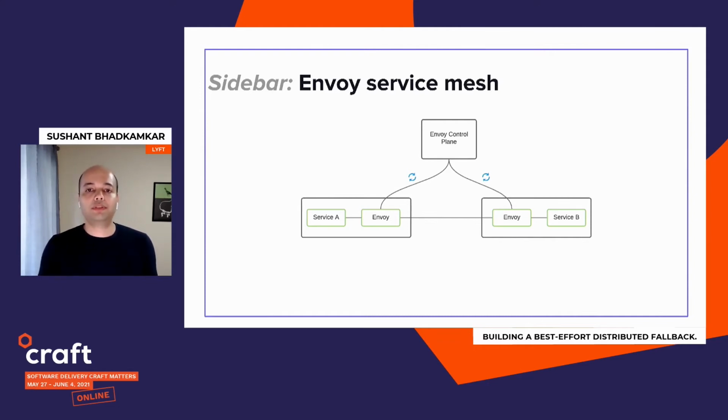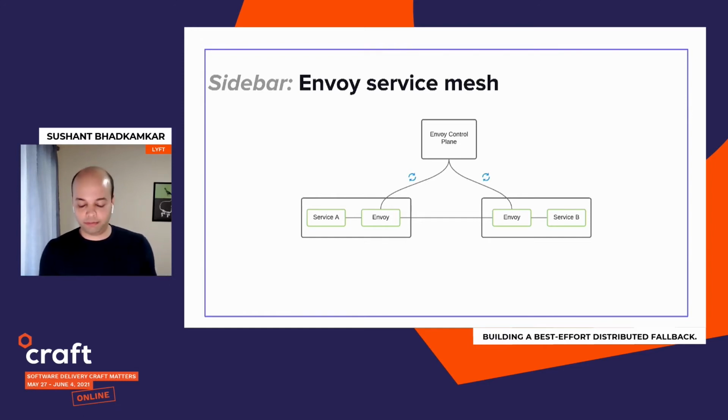So whenever we provision a new pod or a new instance of a service, the sidecar that's running for that service is going to register with the Envoy control plane. And then the control plane sends it updates about the other services that are running, the services that that particular Envoy sidecar might be interested in, based on the service configuration.